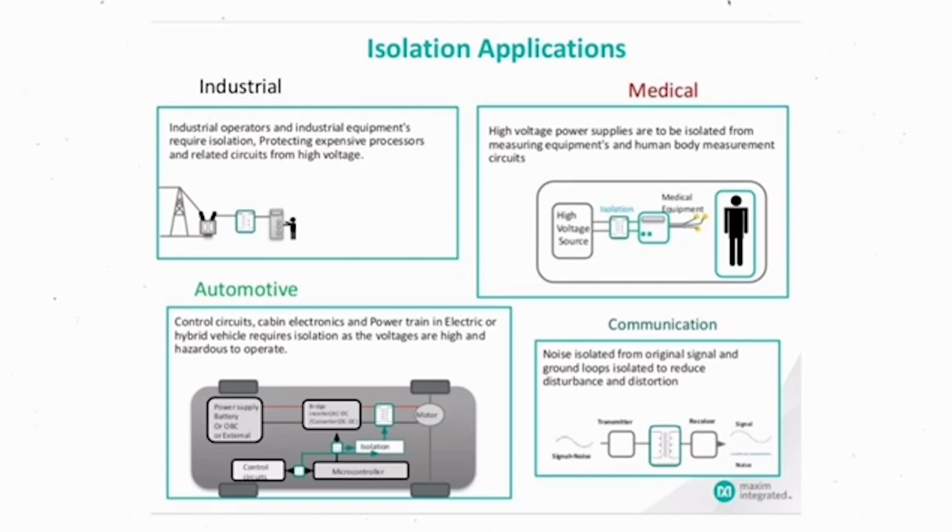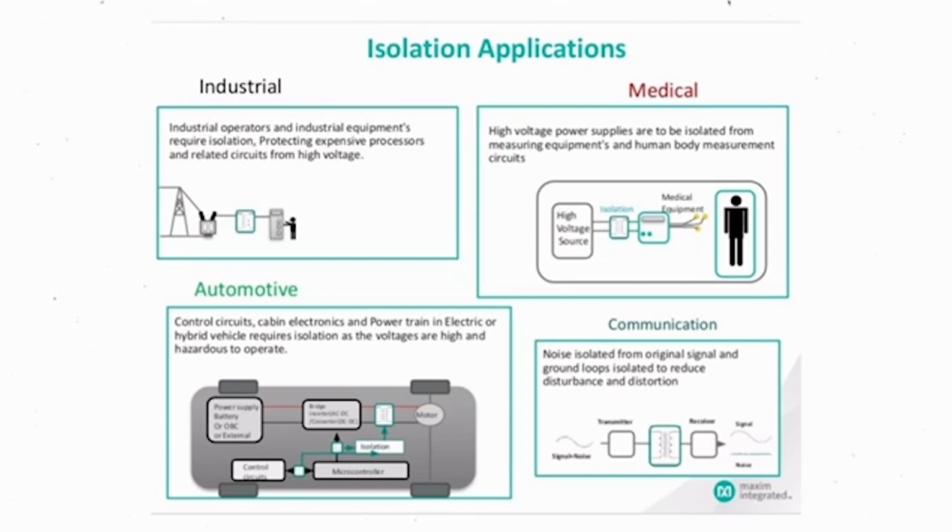In the communication sector, isolation is used to remove noise from the transmission signal and eliminate the effect of ground loops, so that at the receiving end the signal is clean and differentiated from noise and disturbance. In industrial applications, isolation plays a major role in isolating the equipment and humans from dangerous voltages, so that the machines and workers are safe and protected.